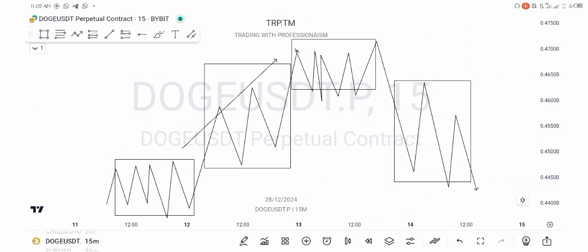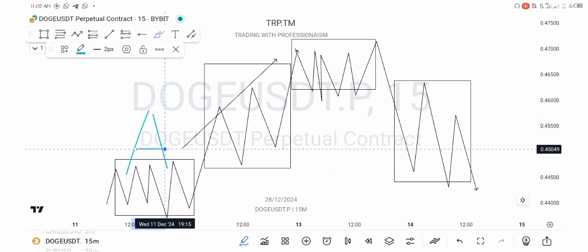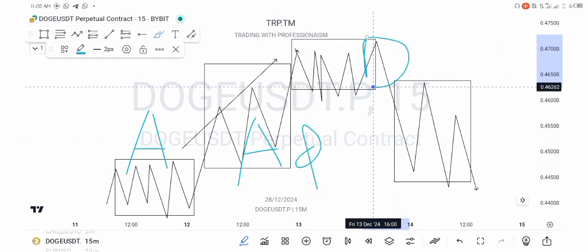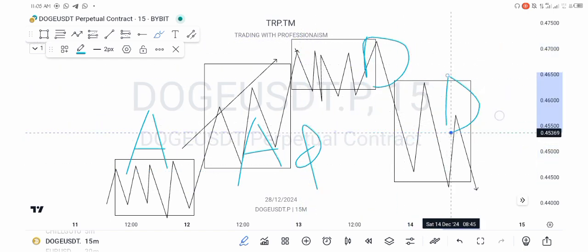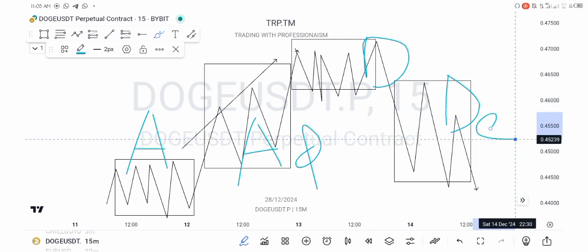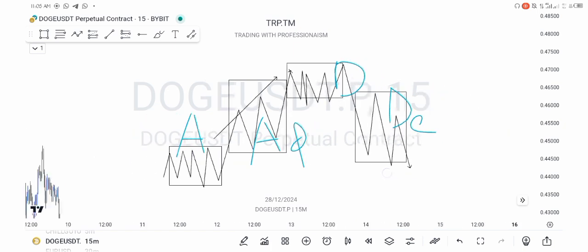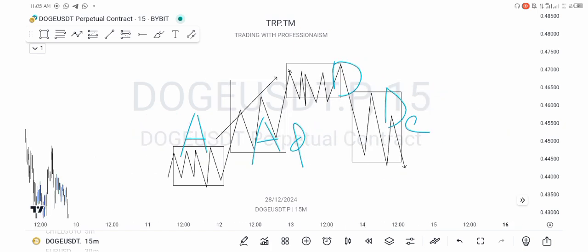So we have the accumulation, the advancement, the distribution, and the declinement or the downtrend. This is an uptrend. So that's market stages. I told you that at every point in time the market consists of four stages.